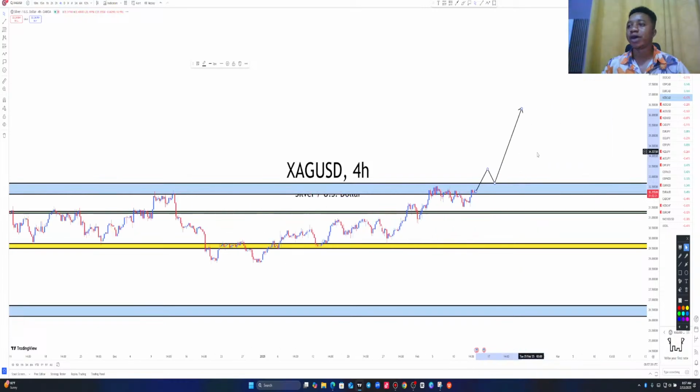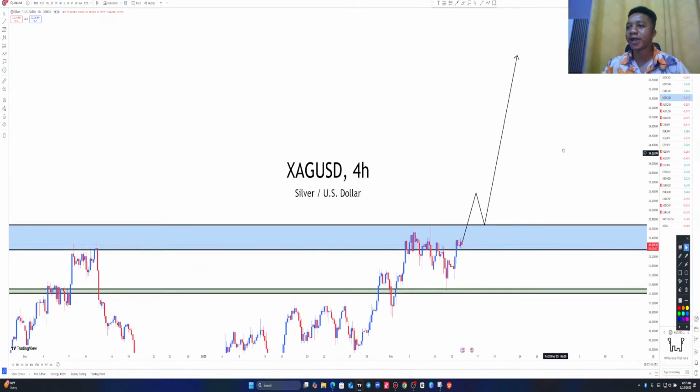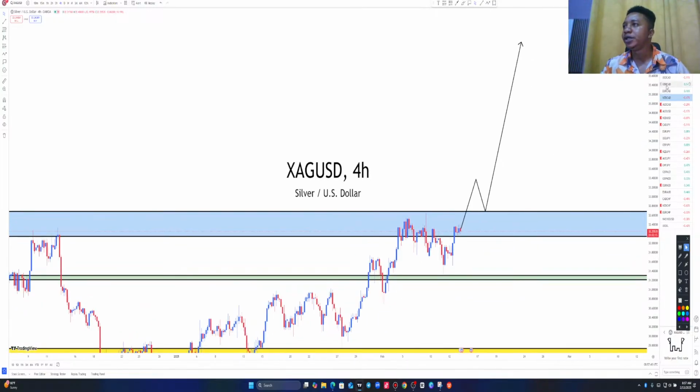All right, so that's it also for silver over here. Let's go to the next pair. The next pair, of course, is going to be gold.